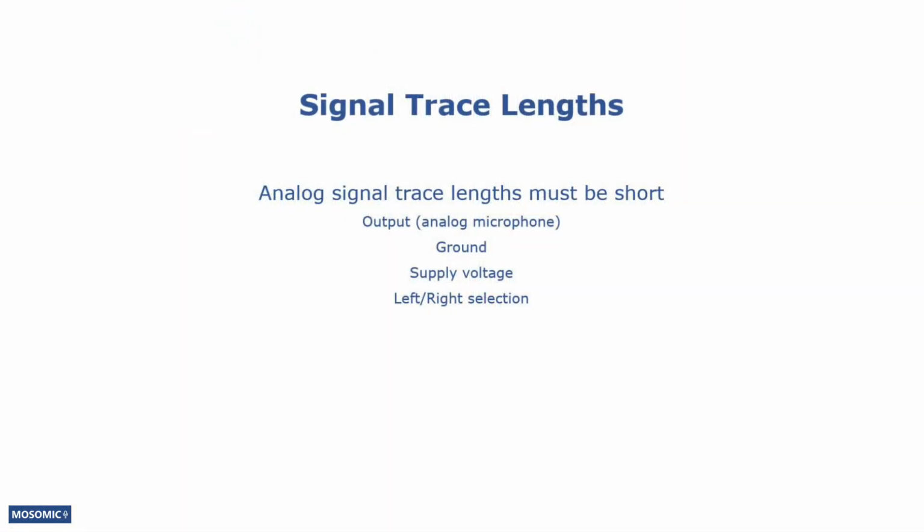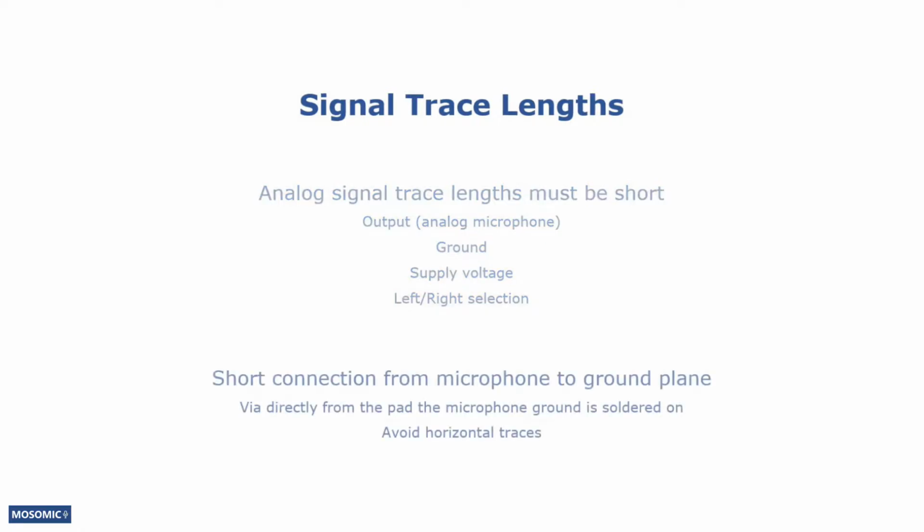Acceptable trace lengths are typically shorter for analog signals than for digital signals. Vulnerable analog signal traces between components must be kept as short as possible by placing the microphone and other components close to each other. The longer the trace is, the more efficiently it can act as an antenna that can pick up disturbances. Especially the connections from the microphone ground pads to the ground plane of the device should be as short as possible. If possible, the connection to the ground plane should be done with a via directly from the pad the microphone ground is soldered on.